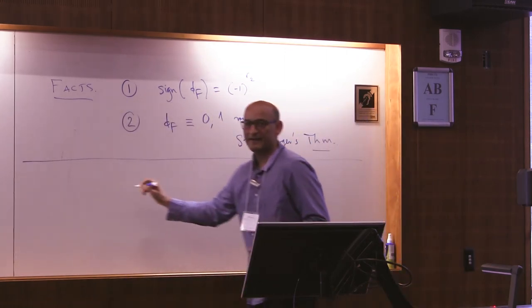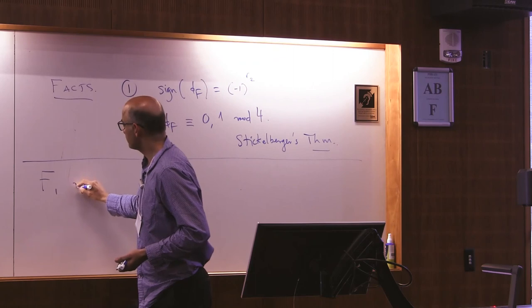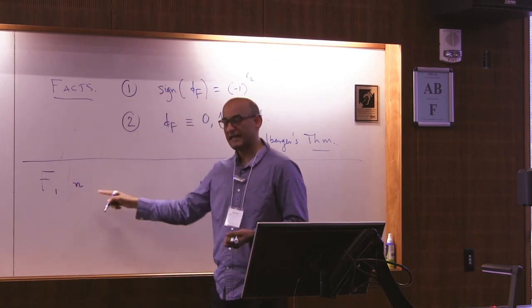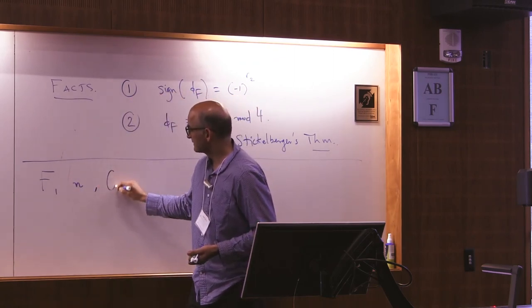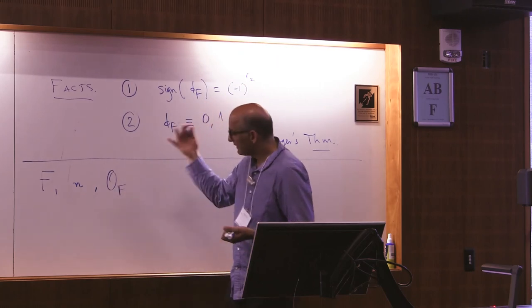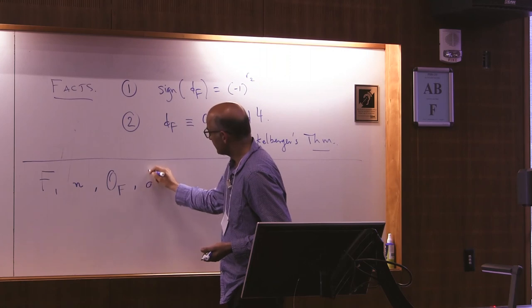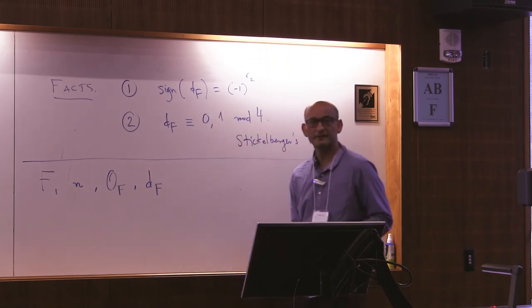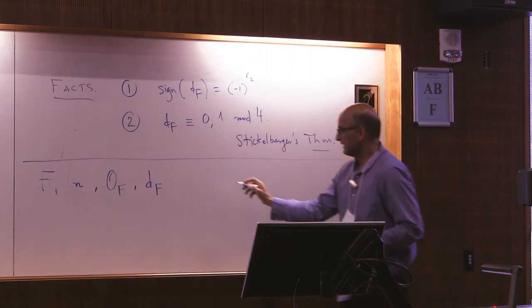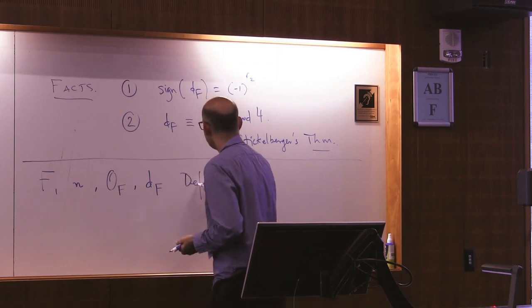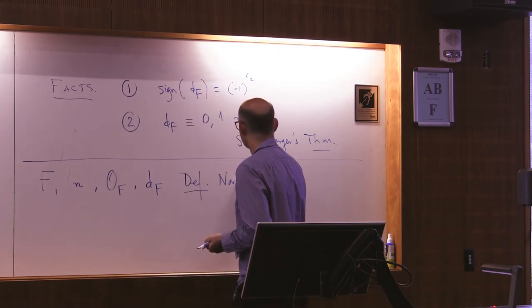So now here's what we have. I have a number field. Its first fundamental invariant is n. Its second, I mean, the real object of interest is OF. And to OF, we attach this other integer called DF. And now I'm going to define a sort of normalized discriminant.